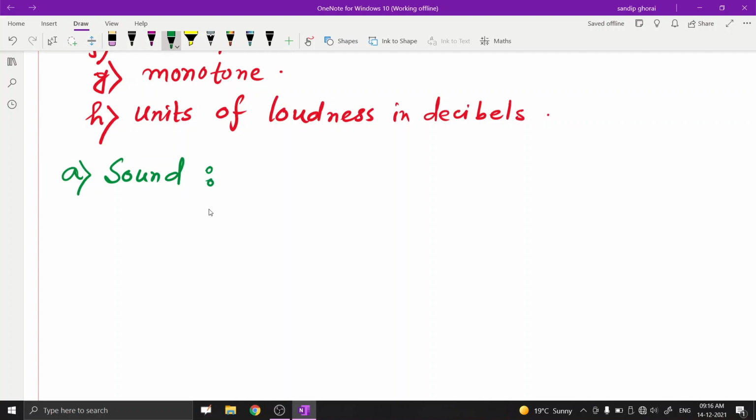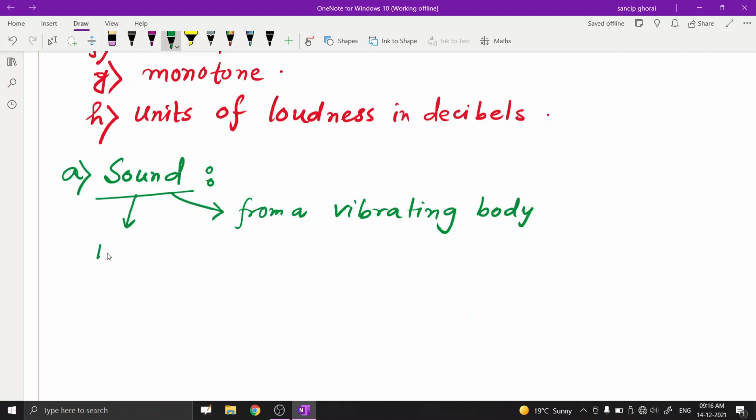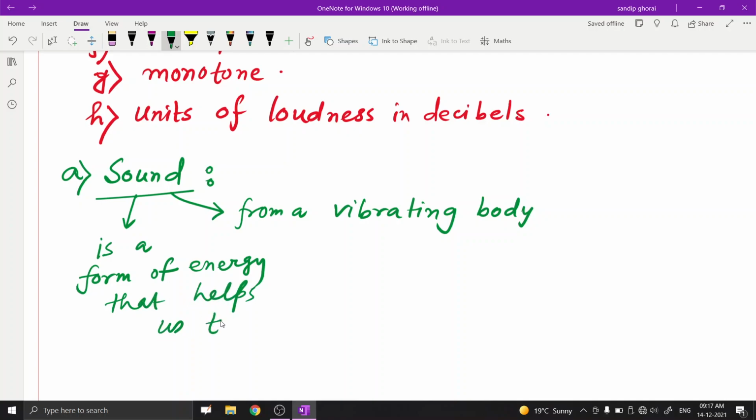Sound is a form of energy that helps us to hear in our ear. From which object is sound generally produced? From a vibrating body sound is produced, and we can easily hear the sound. This is a form of energy that helps us to hear.